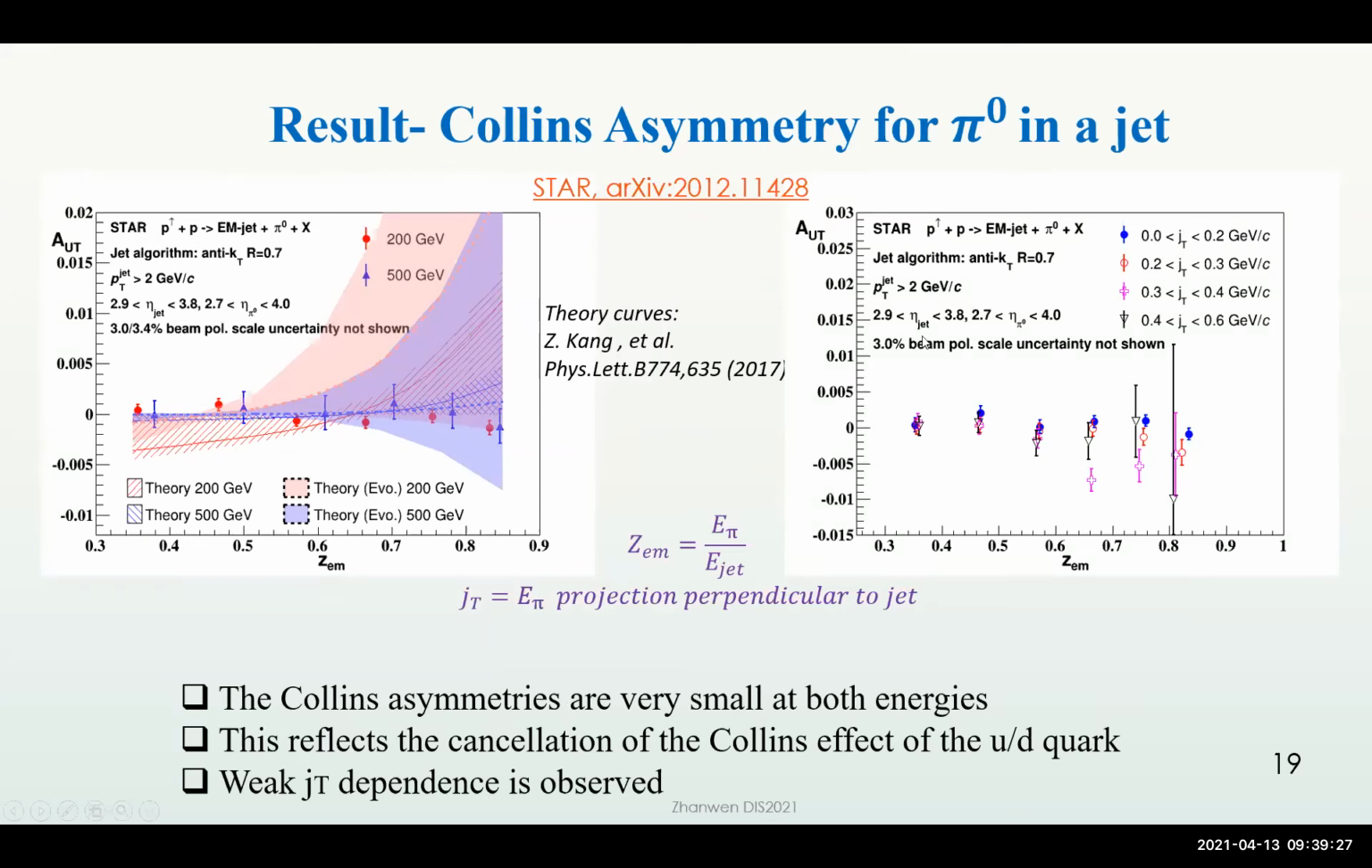And we also do something called the JT dependence. The JT is the transverse projection for the pion on the jet cone. We did this because in the midrapidity analysis for the Collins, they discovered some dependence on JT. So we do the same thing to see if we have the same phenomenon. The results showed that we found very weak JT dependence, weak but not 0. So that's what we found here.